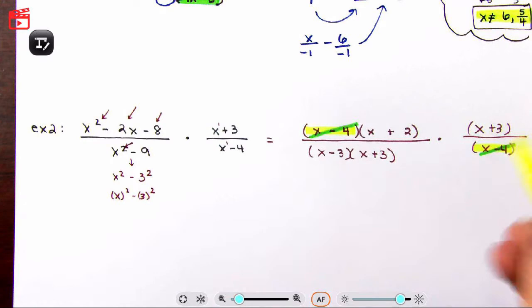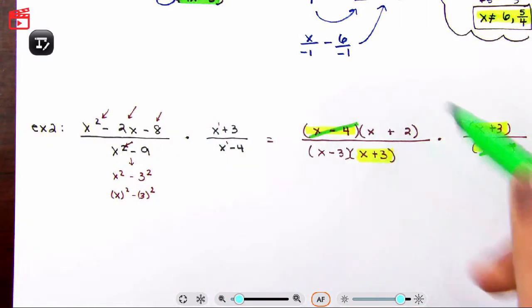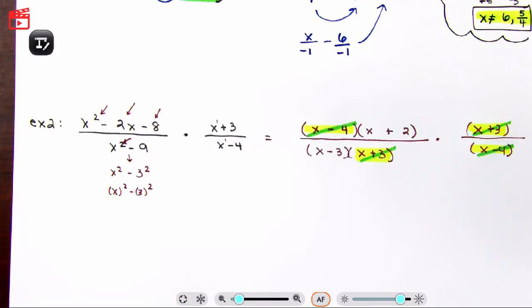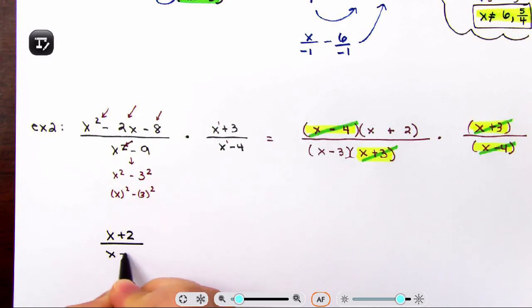What else do we have? I have an x plus 3 on top. I have an x plus 3 on the bottom. Happy dance, getting to cross those out. Now there's one thing I didn't do right now. So what am I left over with? It's x plus 2 divided by x minus 3.